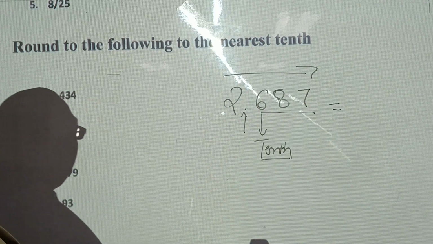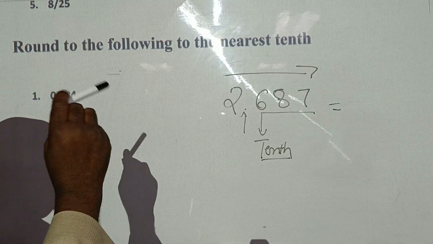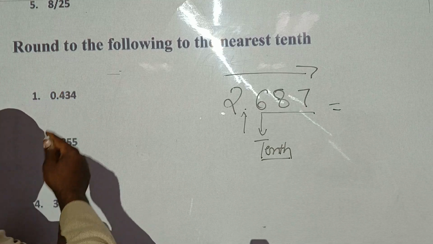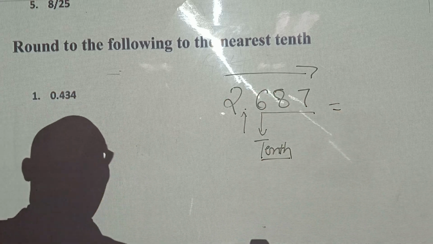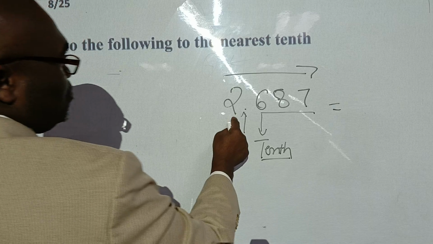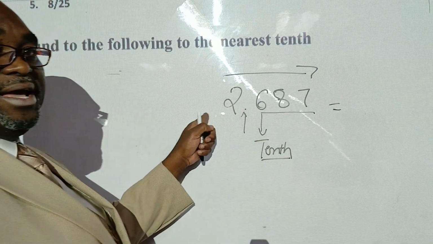I know you guys are so busy sometimes you don't make it to tutoring, but focus on situations like this, because that's how you read this number from left to right. That's your whole number. Don't forget that one. So this right here, 2.687, the 2 is your whole number.